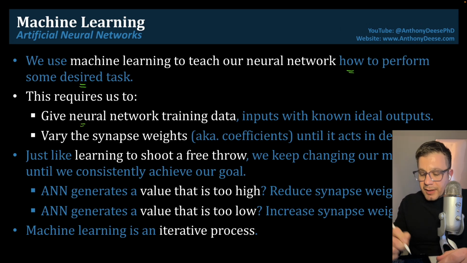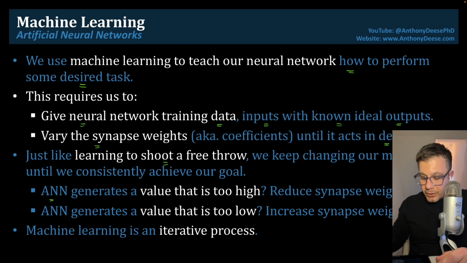This requires us to give the neural network training data. That includes inputs along with known ideal outputs. And then we vary the synapse weights. Remember, those are the coefficients of the inputs until it acts in the desired way, or the way that we want it to. Just like learning to shoot a free throw, we can keep changing our method until we consistently achieve our goal, which in that case would be making a basket.